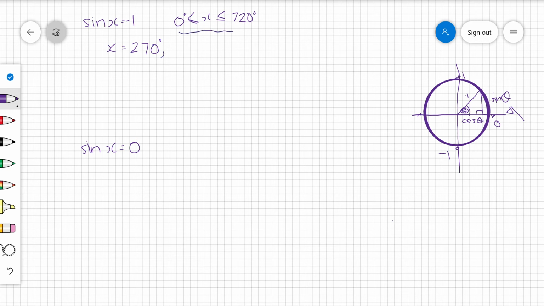But the domain is 720, so that's just going around twice, right? So if I go around again, I'm still only going to get -1 down here, which is going to be 270 plus 360 because I've gone around again. So you can see there that we're going to get our two answers, 270 degrees and 630 degrees.